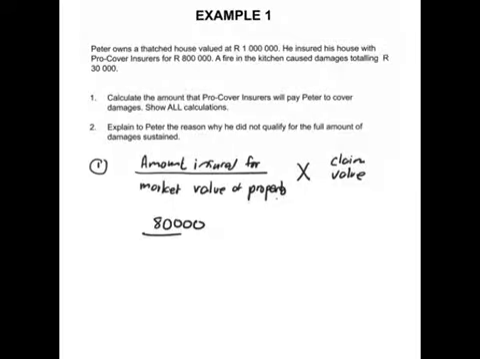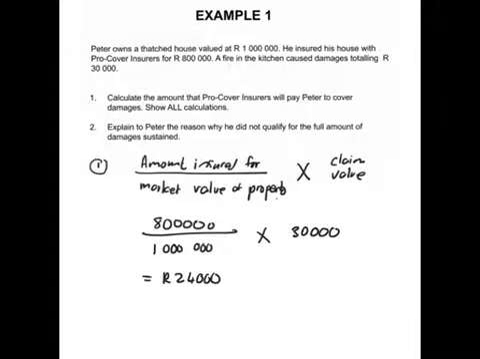So to complete the calculation, we say 800,000 divided by 1 million Rand, multiplied by the claim value of 30,000 Rand. And if we work that out, 800,000 divided by 1 million times 30,000, we get an answer of 24,000 Rand. Which means that in this example, ProCover will only pay Peter 24,000 Rand.